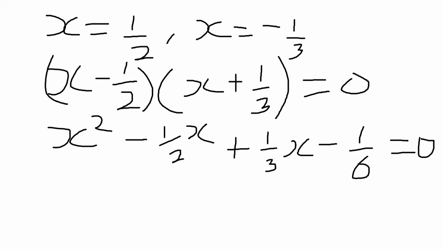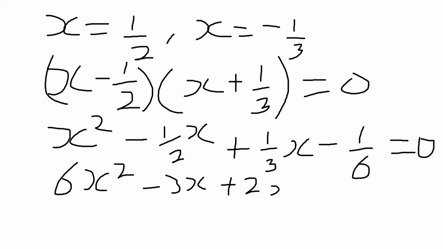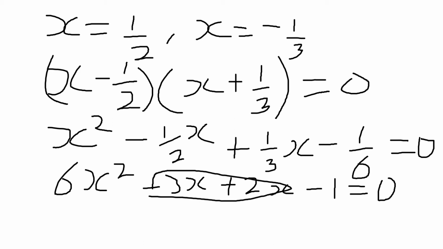So if I multiply by 6, I will have 6x squared. Then here I will have negative 3x plus 2x minus 1, which should be equal to 0. So the negative 3x plus 2x will just give me what? Negative x.